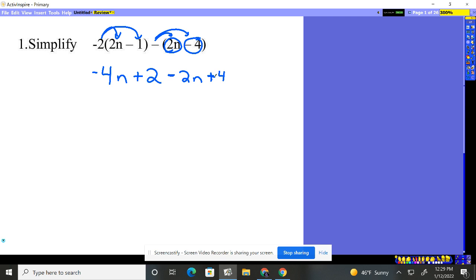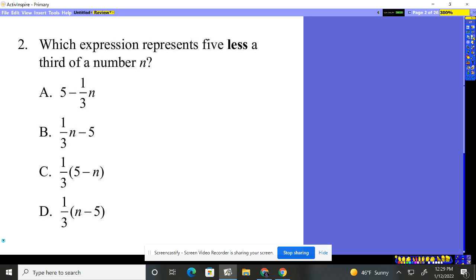Now, I need to put together like terms. -4n and -2n together, that gives you -6n. +2 and +4 gives me +6. There's problem 1. Problem 2, a little bit trickier here.